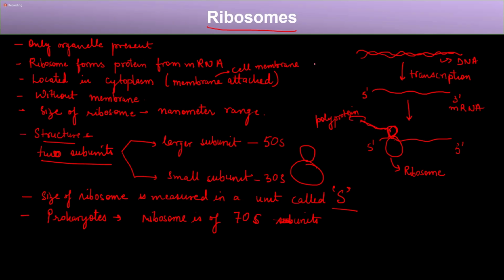It is the organelle that is present in the cell. And what is the function of this ribosome? It forms a protein from mRNA. All the proteins are formed using ribosomes. It is located in the cytoplasm. It does not have any membrane. So it is something like this, which does not have any membrane. Its size is in the nanometer range, and it is measured in a special unit called S.